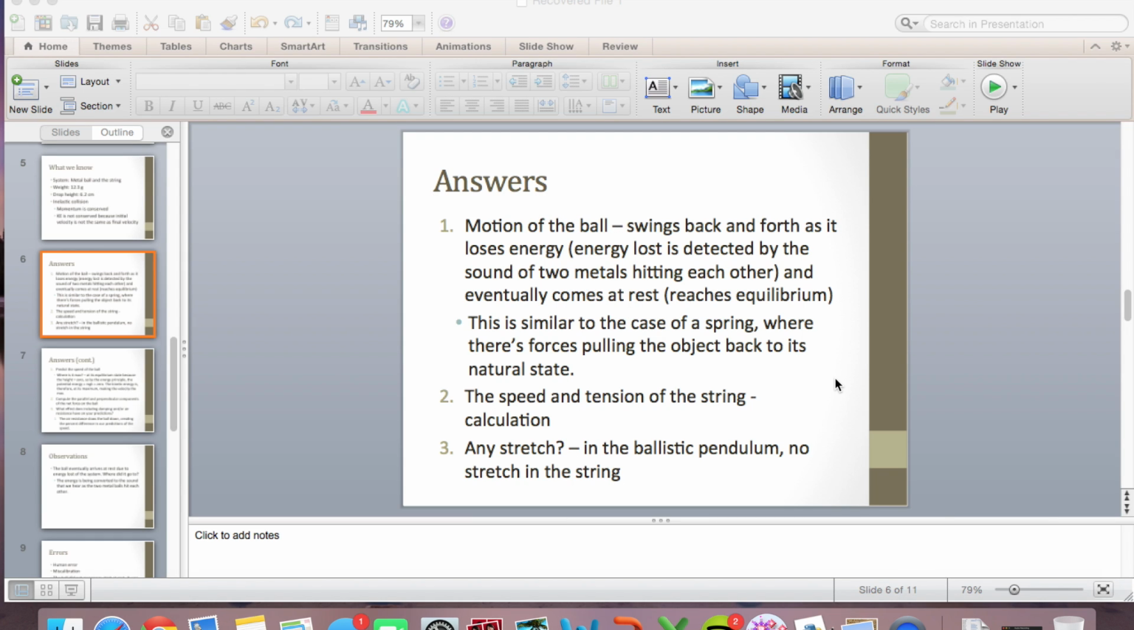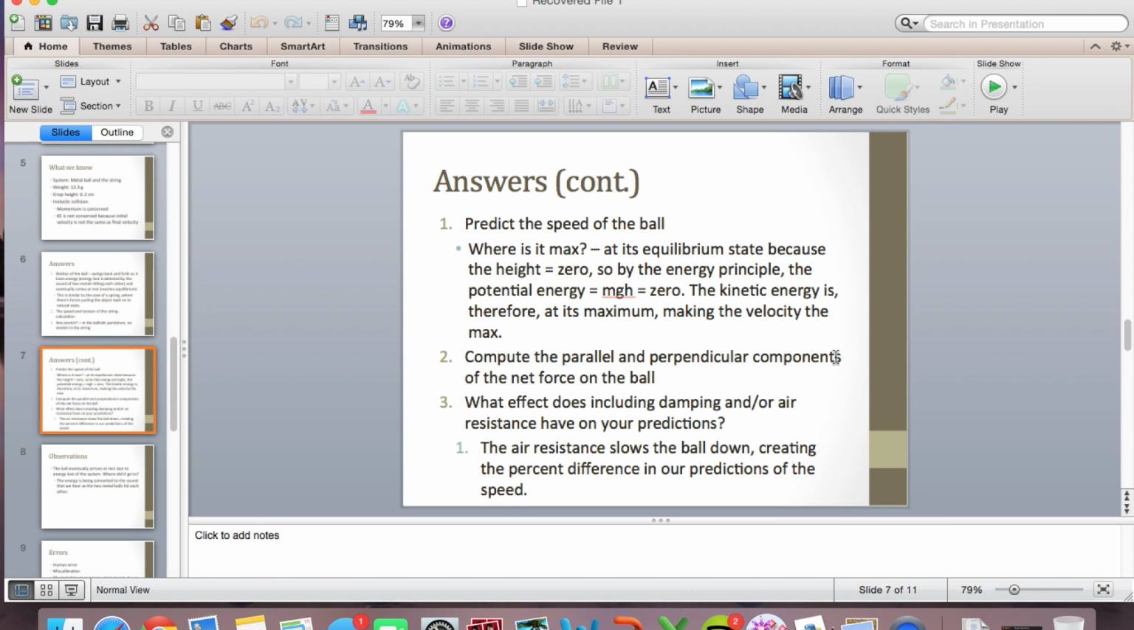Like we have mentioned earlier, the ball swings back and forth as it loses energy, because the energy loss is detected by the sound of the 2 metals hitting each other. So the energy is converted to sound energy. Then the ball eventually reaches equilibrium, or it becomes at rest. It is similar to the spring, because that's when there's a force pulling the object or the spring back to its natural state or normal length. So in the calculation we just showed, there's no stretch in this case.